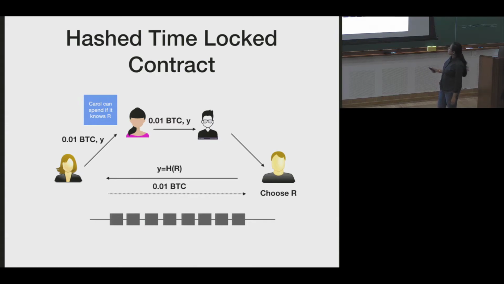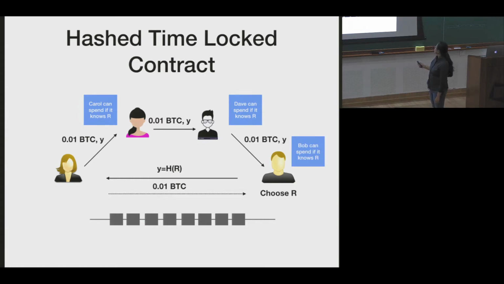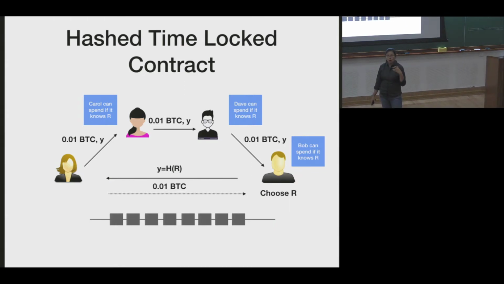Similarly, Carol enters into a contract with Dave, saying that Dave can spend it only if he knows R. Unless and until Dave gives this information about R, Carol will not release this 0.01 BTC to Bob so that Bob can spend it. And this is the same thing that Dave does with Bob, saying that this is the contract and you give me R and I will give you 0.01 BTC. That is the type of contract they enter into.